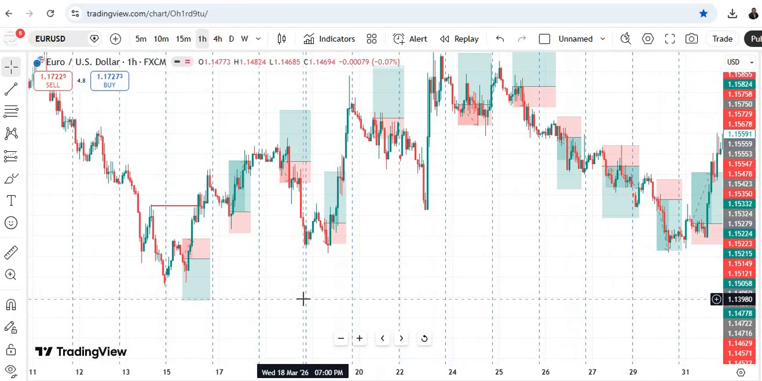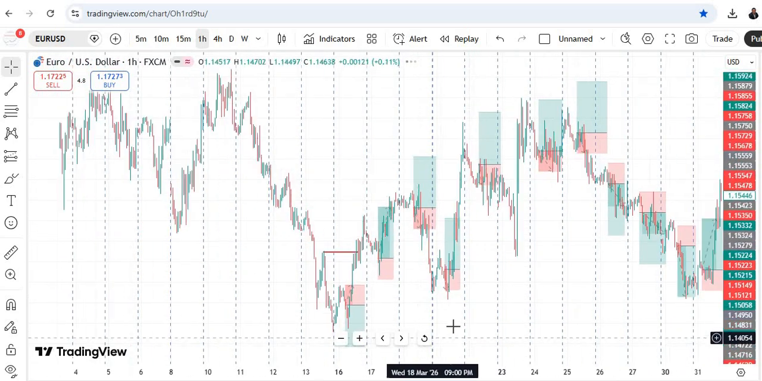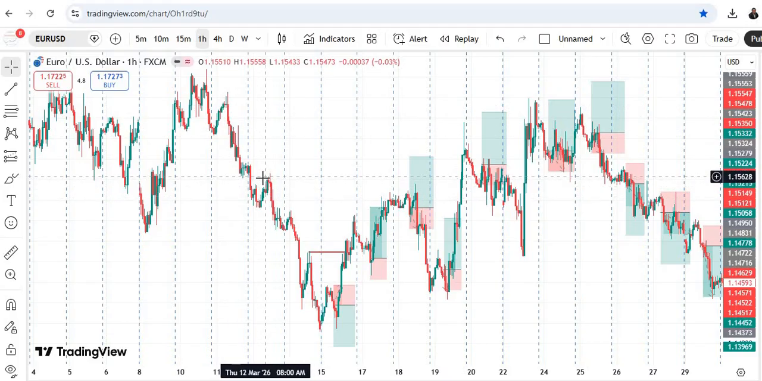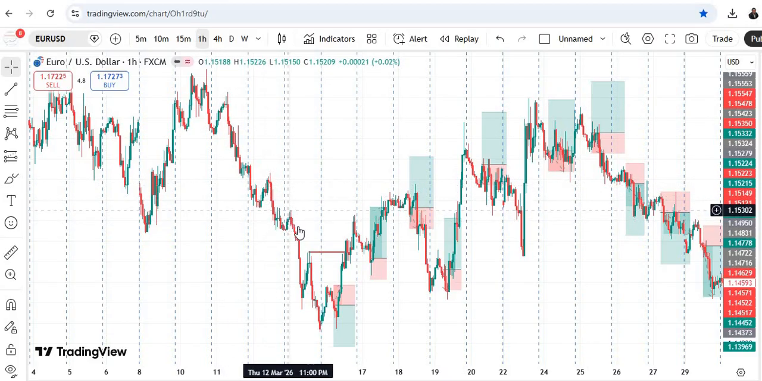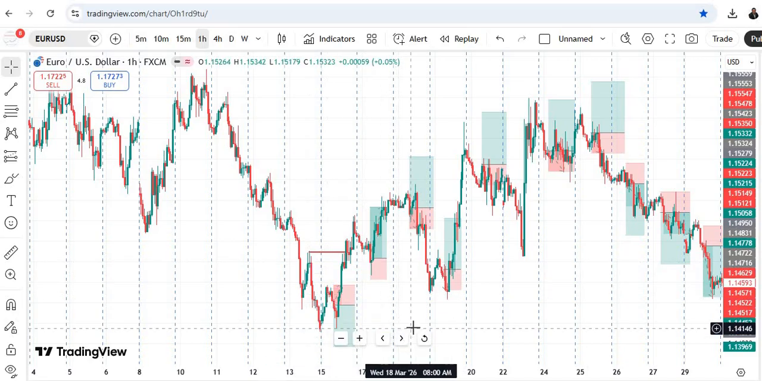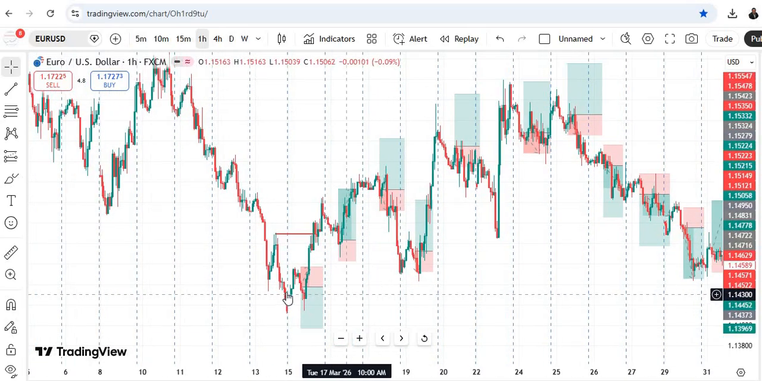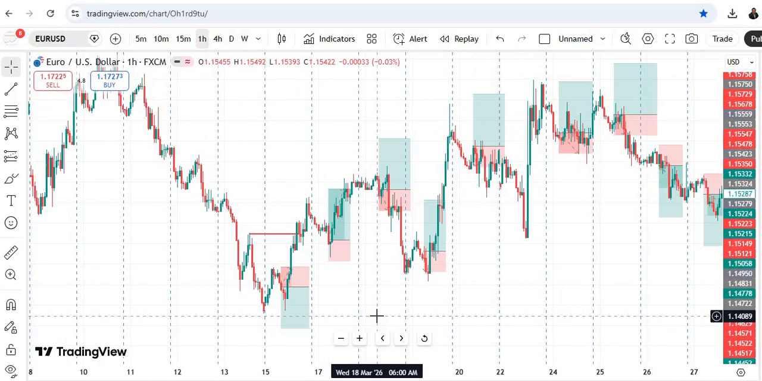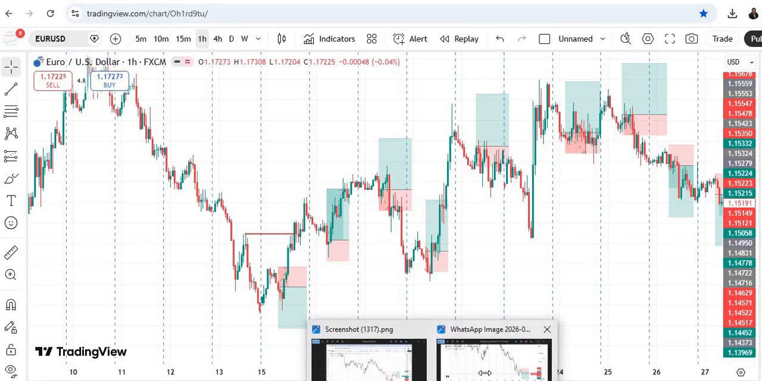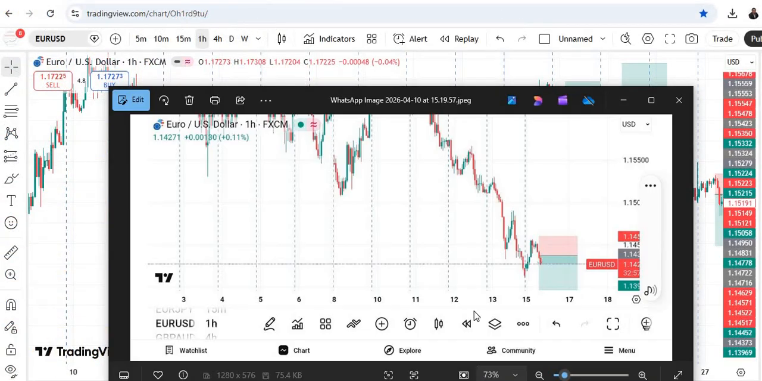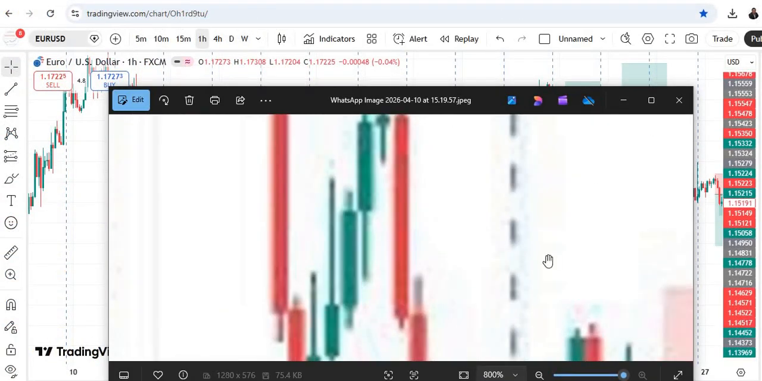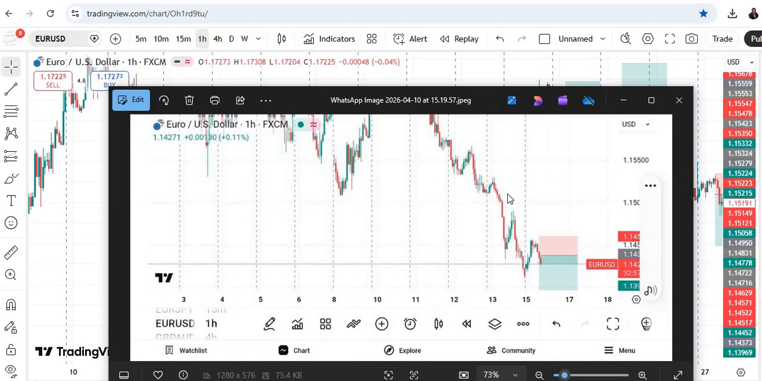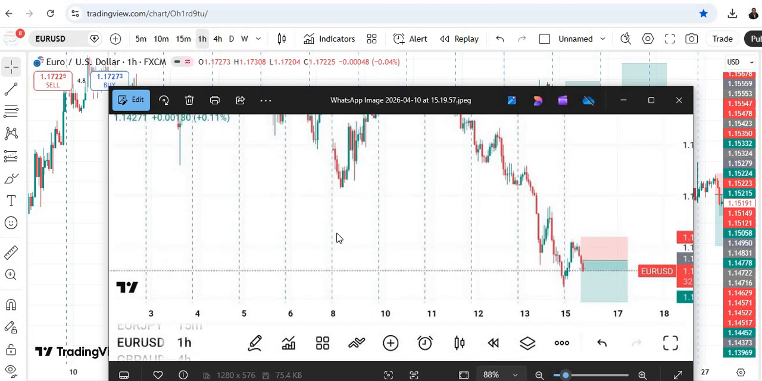You can see, if you look at what we have here, we're having a downtrend: lower highs and lower lows, lower highs, lower lows. So I took a sell here. You can see I took a sell. Let me show you the before of the trade. So this was the before of the trade. I used my phone here.